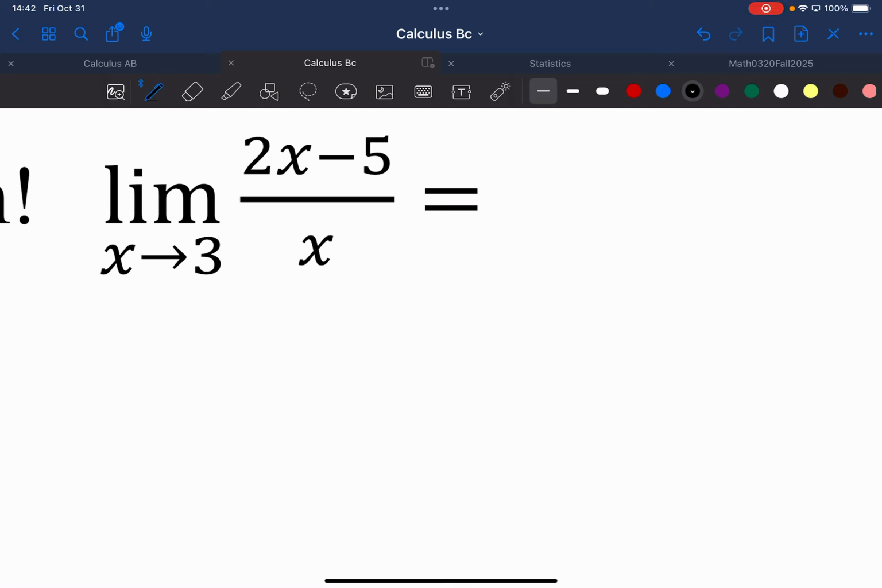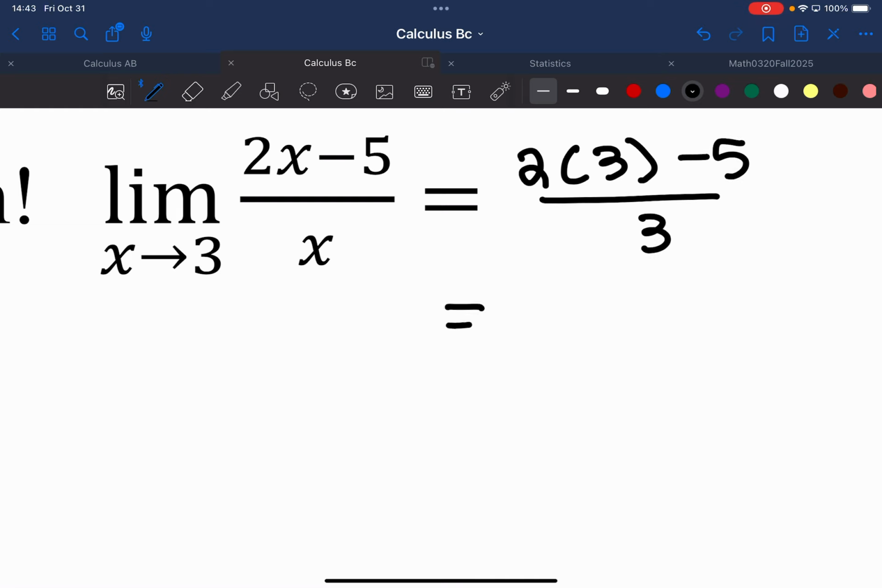So that's what we're going to do. So this is the limit as x approaches 3. So I'm going to do 2 times 3 minus 5 over 3, which gives me 6 minus 5 over 3, which is... negative 1/3 or positive 1/3? Positive 1/3, right? 6 minus 5 is 1 over 3, positive 1/3.